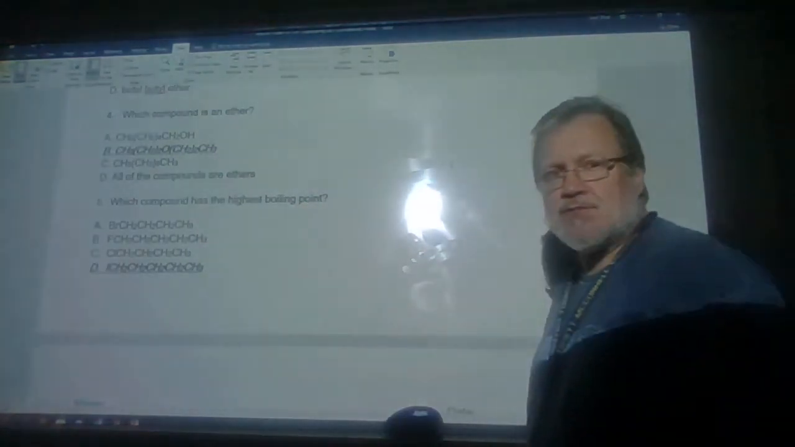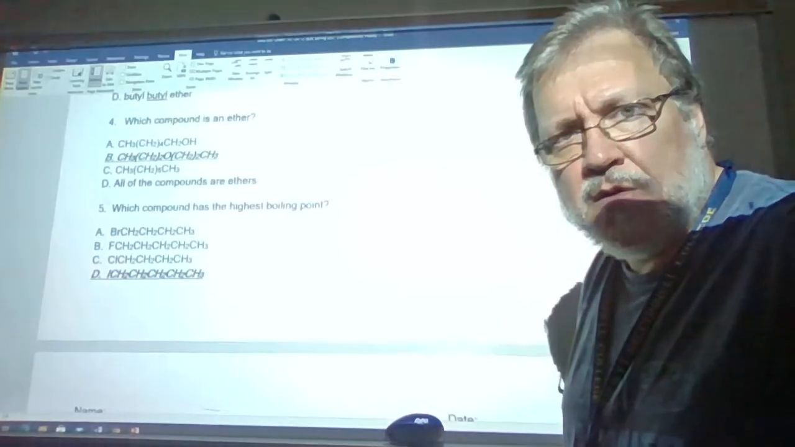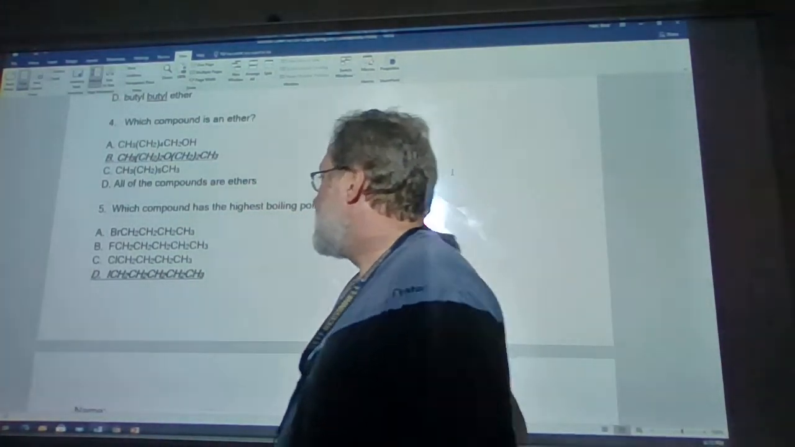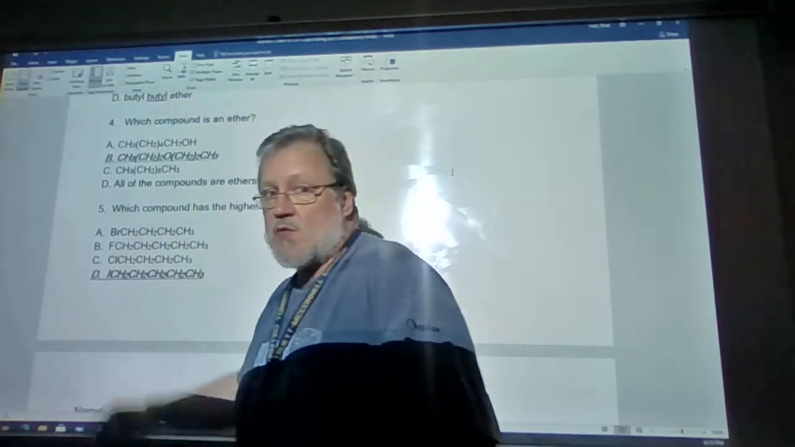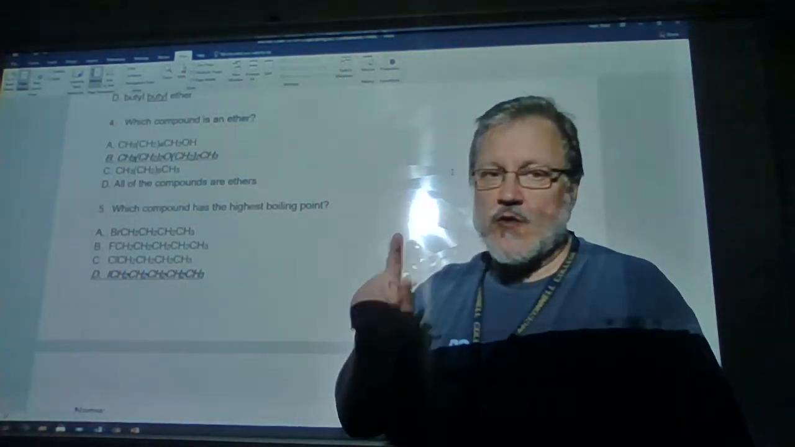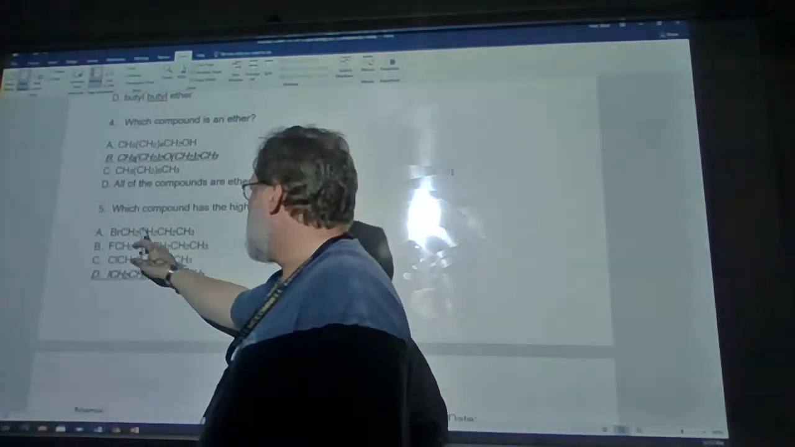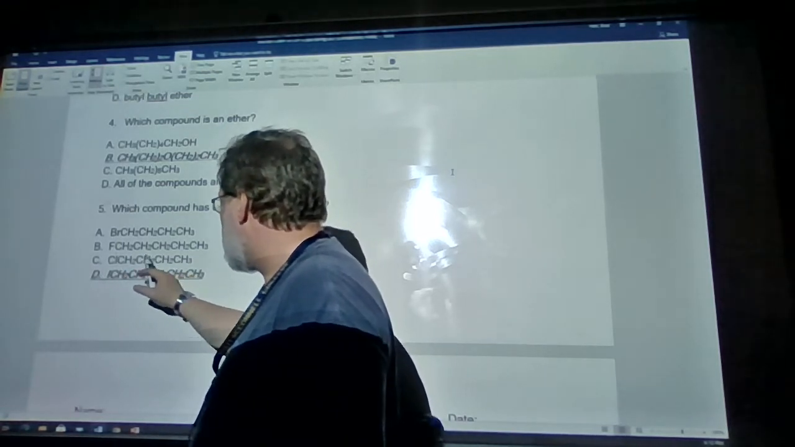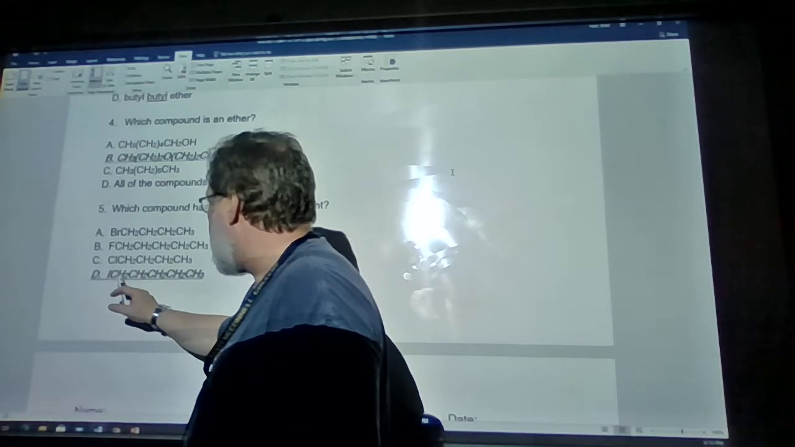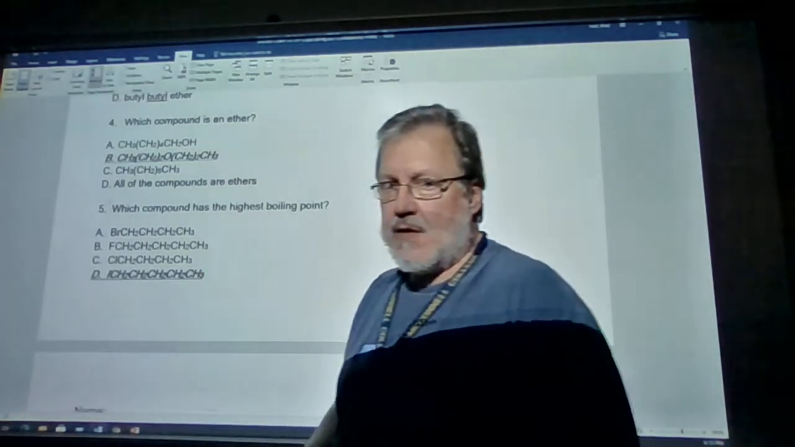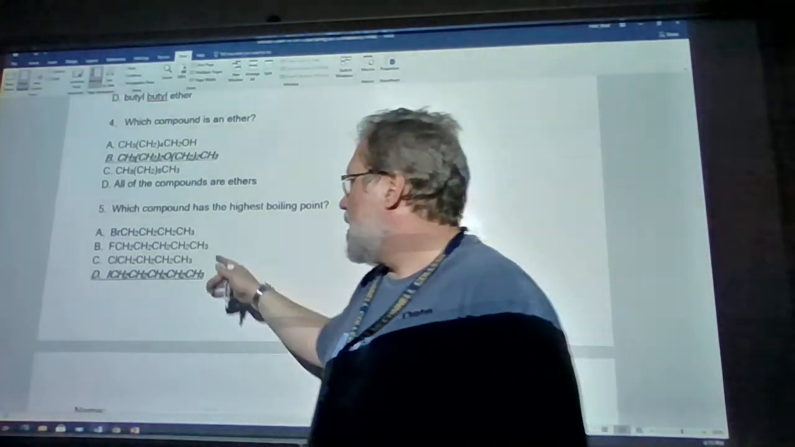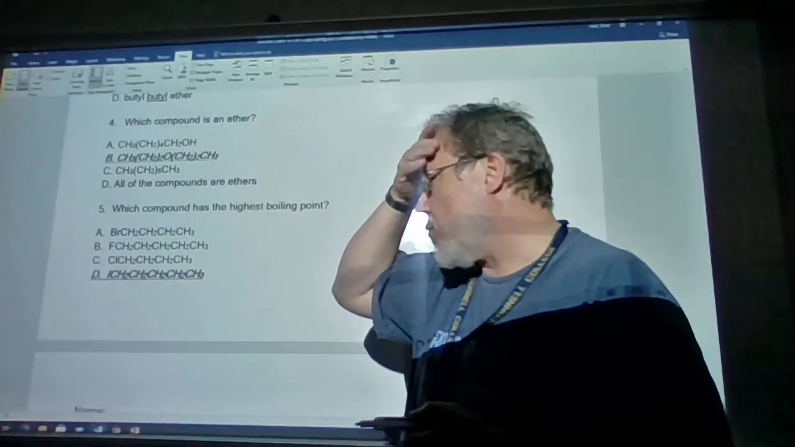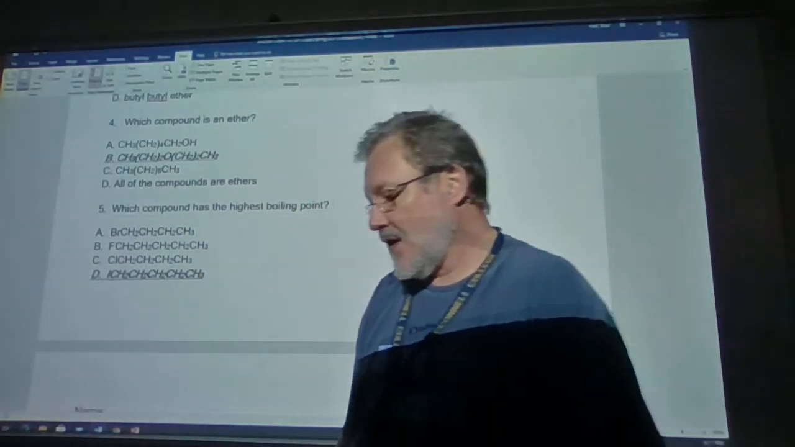Number 5. Which compound has the higher boiling point? Highest boiling point. So again, we're looking at two things. First, we're looking at numbers of carbons. 1, 2, 3, 4. 1, 2, 3, 4, 5. 1, 2, 3, 1, 2, 3, 4. 1, 2, 3, 4, 5. So we have either B or D because those are both 5-carbon species. Of these two, iodine is bigger than fluorine. It takes more energy to push something bigger, so the one that has a higher boiling point here is D.